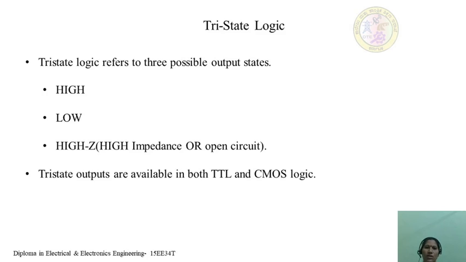Let me repeat once again. The tri-state logic refers to three possible output states. The first state is the high state, or one state, or on state. The next state is the low state, or zero state, or off state. The third state is the high impedance state or open circuit state, also called an intermediate state. Both the TTL and CMOS logic families exhibit these three output states.